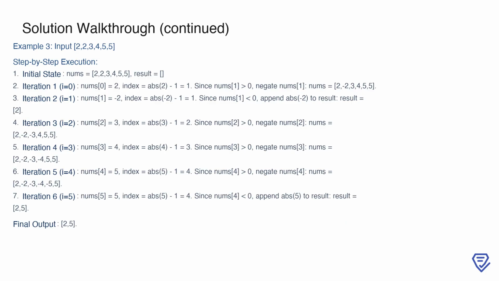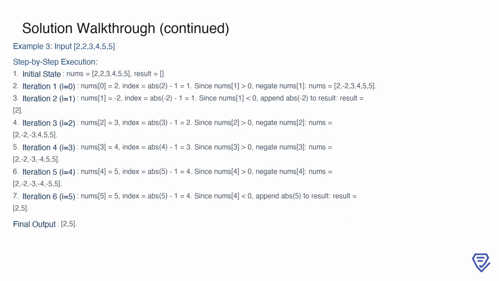In the third example, the input array is 2 2 3 4 5 5, and we again start with an empty result list. The first number, 2, corresponds to index 1. Since nums[1] is positive, we negate it. On encountering the second 2, the index remains 1, but nums[1] is now negative, indicating a duplicate. We append 2 to the result list.